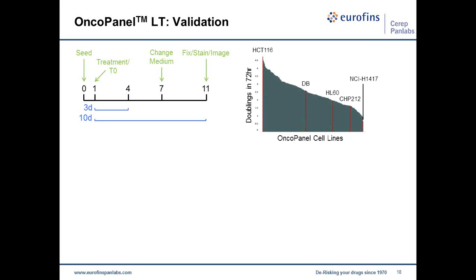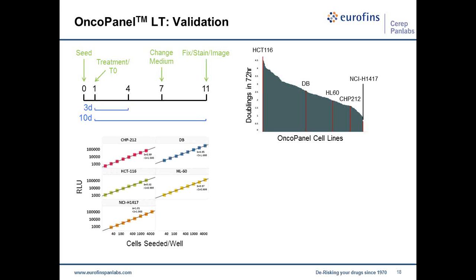So for our validation experiments, we also wanted to work with cell lines that covered a range of growth rates. So we took extremes in terms of doublings, extreme on the high end and extreme on the low end, as well as a mixture of adherent and non-adherent cell lines, and cell lines whose doubling times were more or less in the middle.